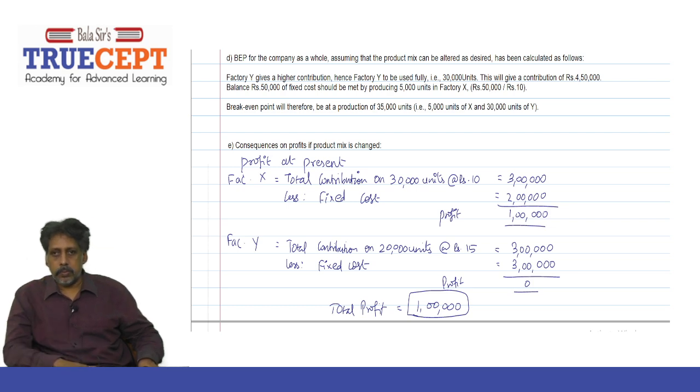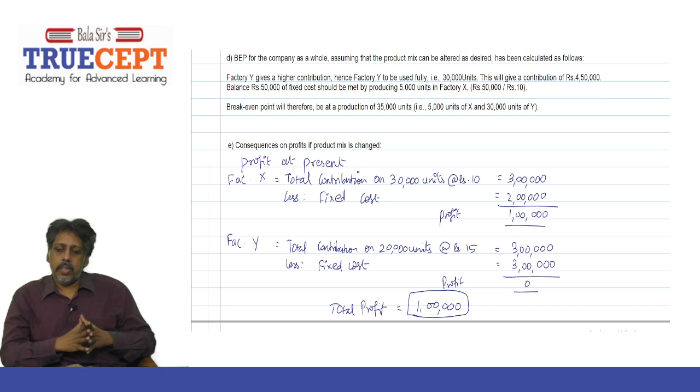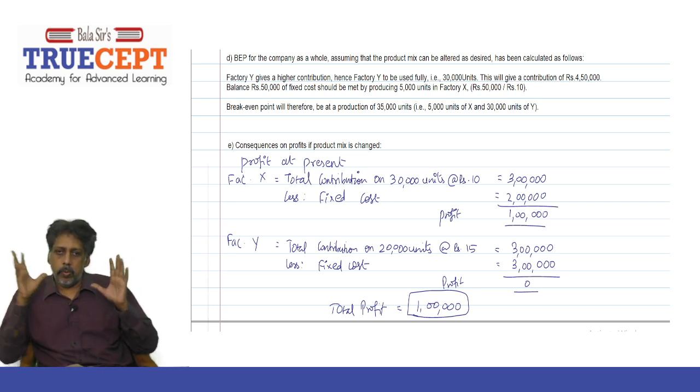Profit at present. For factory X, it is total contribution 30,000 units at 10 rupees. Right now you're producing and selling 30,000 units from factory X. That into rupees 10, how much? 3 lakh. 3 lakh is your total contribution, less the fixed cost 2 lakh rupees, 1 lakh is the profit. Then for factory Y, it is total contribution 20,000 units at 15 rupees, 3 lakh. Less fixed cost also 3 lakh, so profit is 0. So the total profit at present is 1 lakh. That is for the company as a whole, 1 lakh profit.